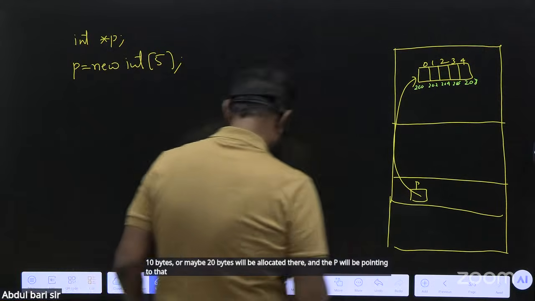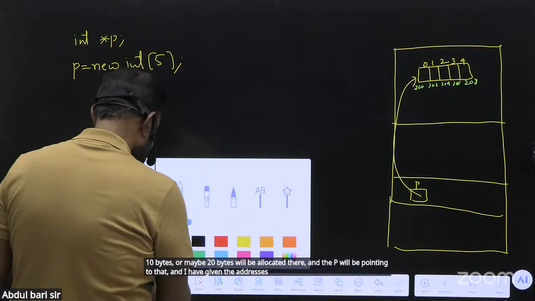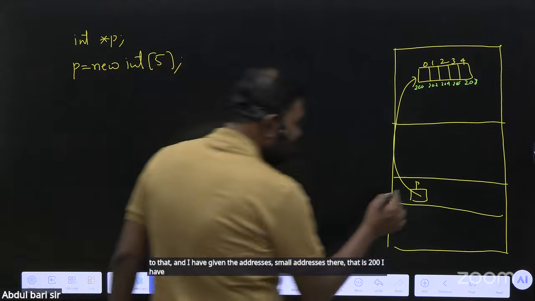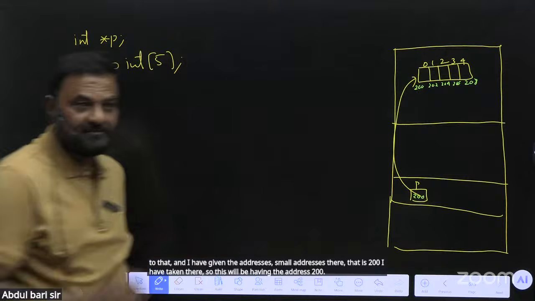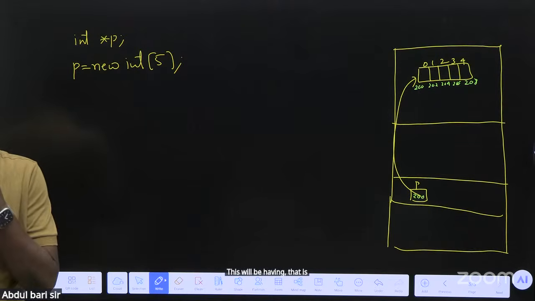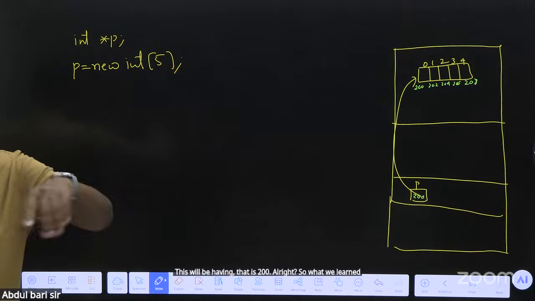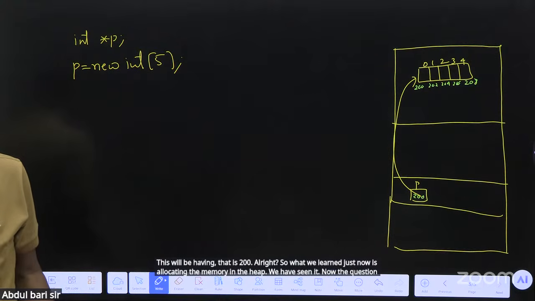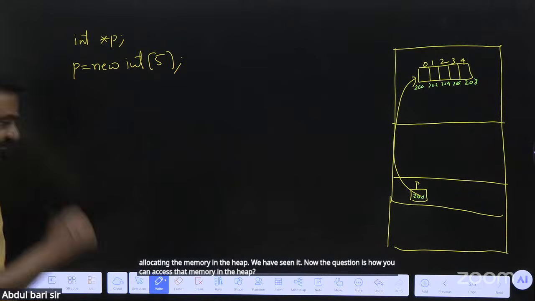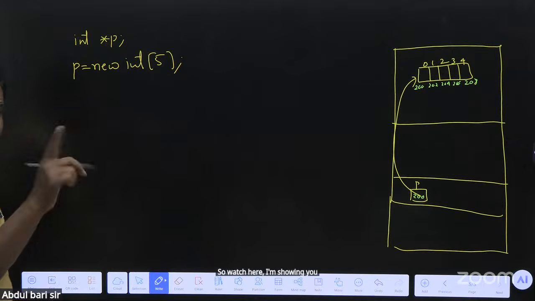And I have given small addresses there. That is 200 I have taken there. So this will have the address 200. All right. So what we learned just now is allocating the memory in heap. Now the question is how you can access that memory in the heap. So watch here. I'm showing you the syntax for how to access the memory in the heap.